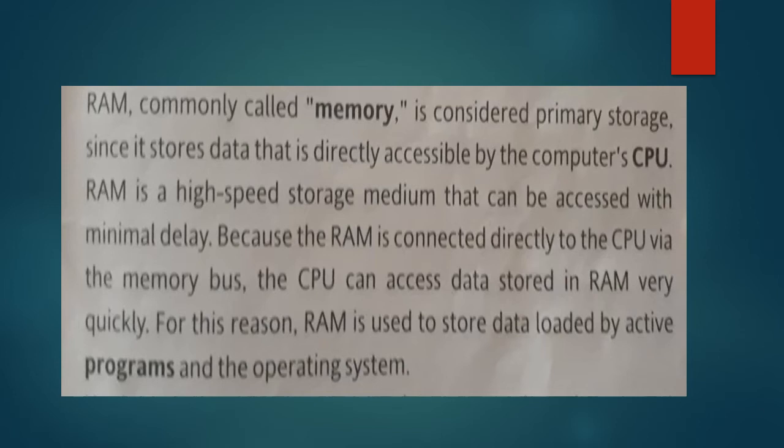RAM is a high-speed storage medium that can be accessed with minimal delay. That is why it is used by the CPU. Because the RAM is connected directly to the CPU via memory bus, the CPU can access data stored in RAM very quickly. For this reason, RAM is used to store data loaded by active programs and the operating system.